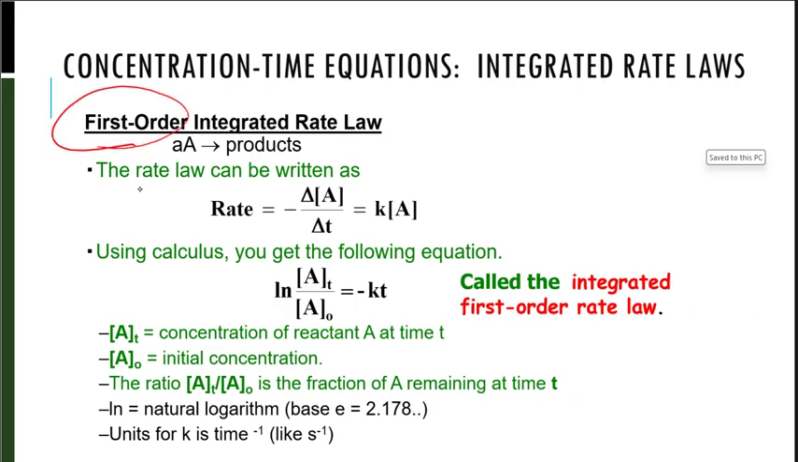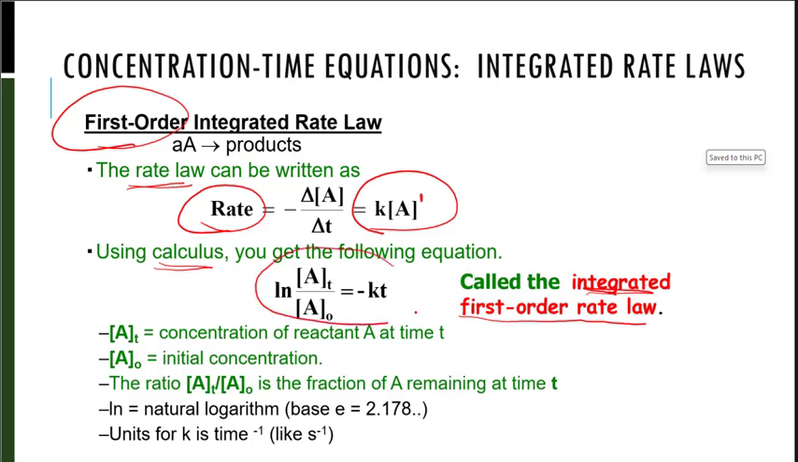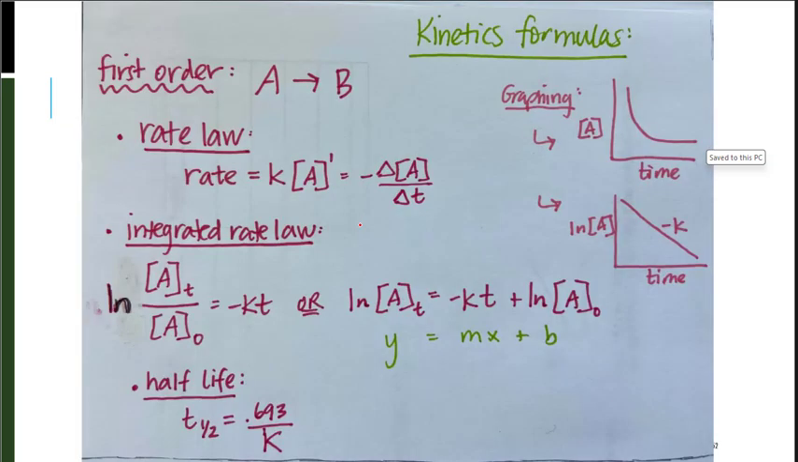We already covered this. We know that the rate law for first order is rate is equal to k times the concentration of A, and there is a 1 right there that's implied. So this is a first order reaction. Well, using calculus, and you don't need to know the reasoning behind this, we're able to get the following equation, and this is our integrated first order rate law right here. And on your kinetics formula cheat sheet, I wrote it down for you here as well.